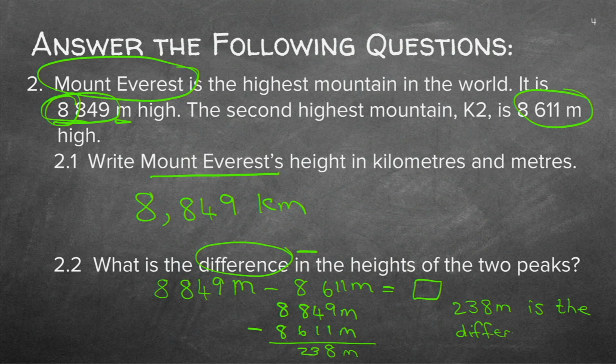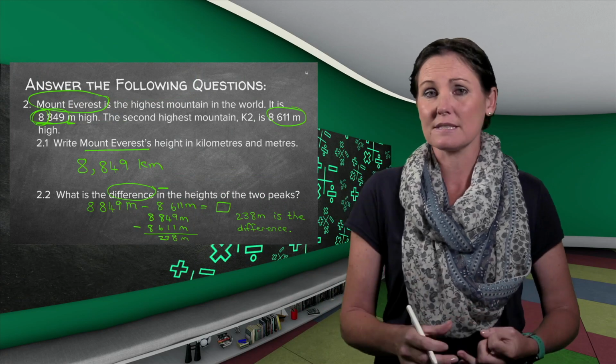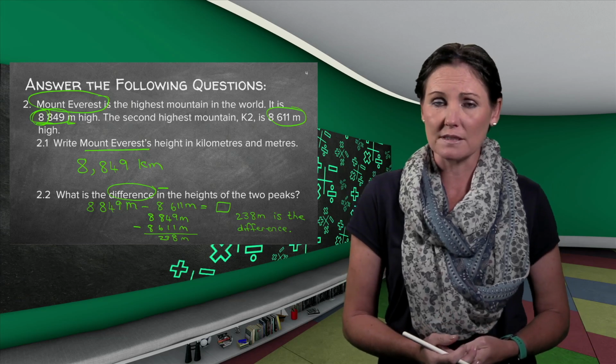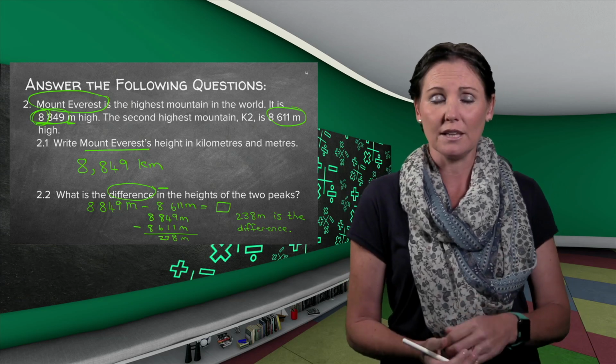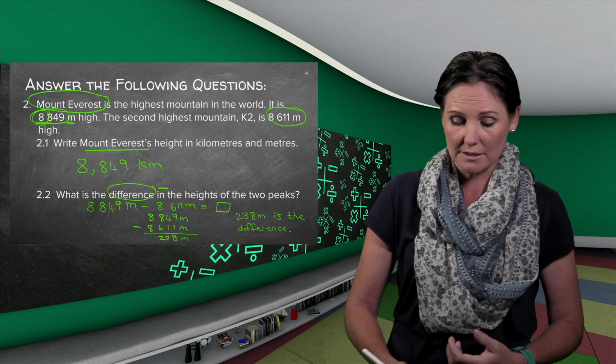Why is it important to write down the unit? Because with length, you measure in millimeters, centimeters, meters, and kilometers. It's important to put your units there so people can know, oh, they were talking about meters or kilometers.